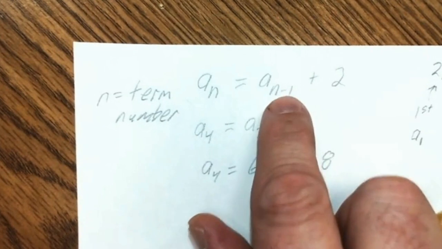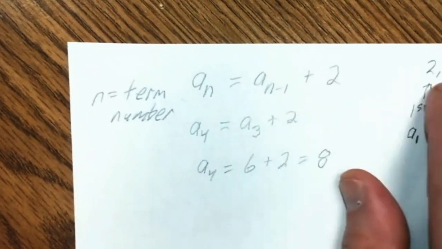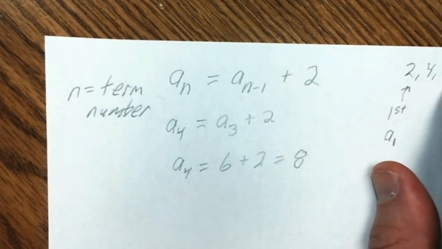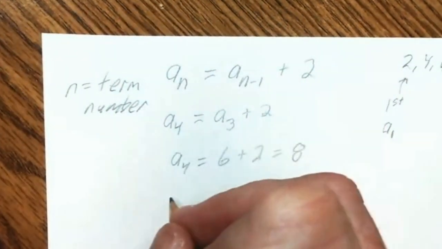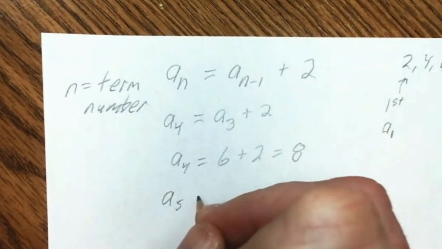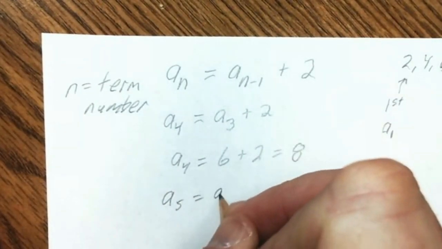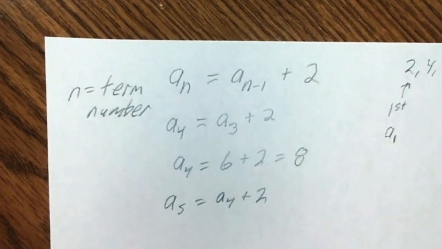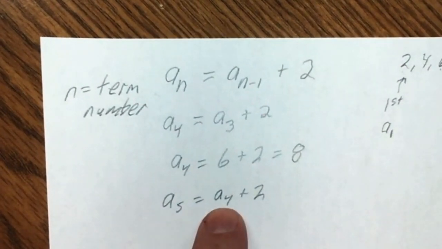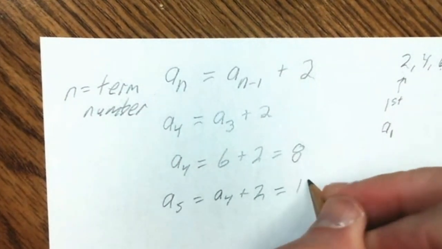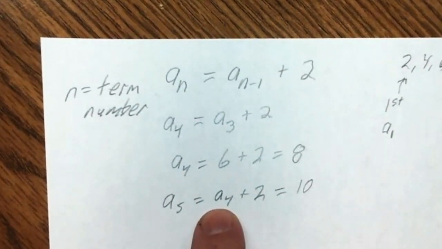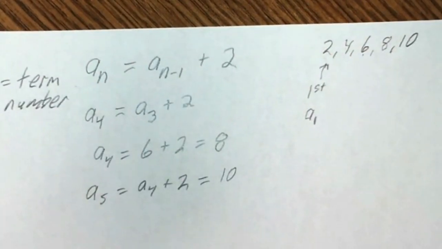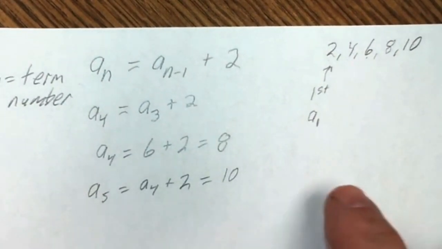And I use the third term to find that. 2, 4, 6, 8. And that's all fine. And we can find the fifth term, a sub 5, by finding a sub 4 and adding 2. If we want to know the fifth term, we just take the fourth term and add 2 more. So we know it's 10 because this is 8 plus 2. So this is thinking recursively.